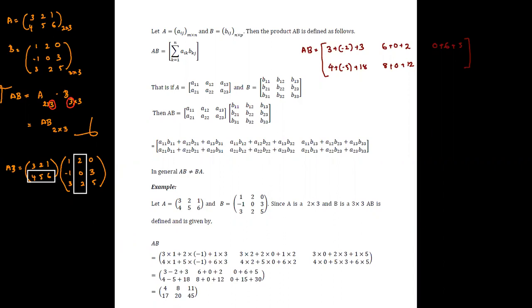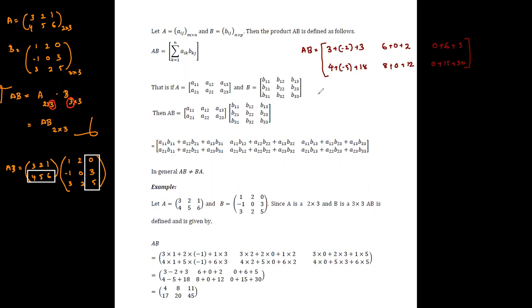Now we have to move to the third column of the matrix B. Once you select the third column of matrix B, multiplied with the second row of matrix A, then we'll get the values 4 into 0, 5 into 3, 6 into 5. Now we have multiplied all the rows in the first matrix with all the columns in the second matrix, or in matrix B.